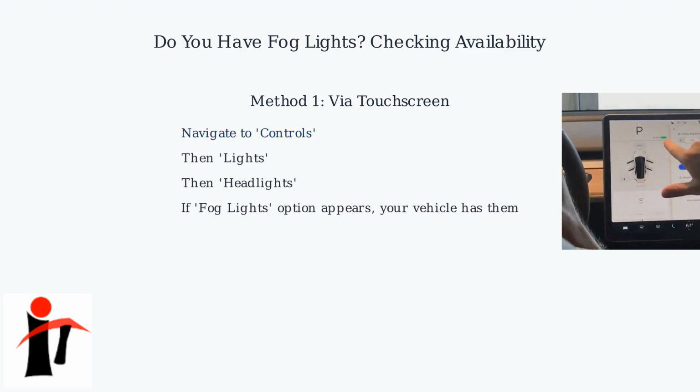First, let's determine if your Tesla has fog lights. The easiest way is via the touchscreen. Navigate to Controls, then Lights, and finally Headlights. If you see an option for fog lights, your vehicle is equipped with them.